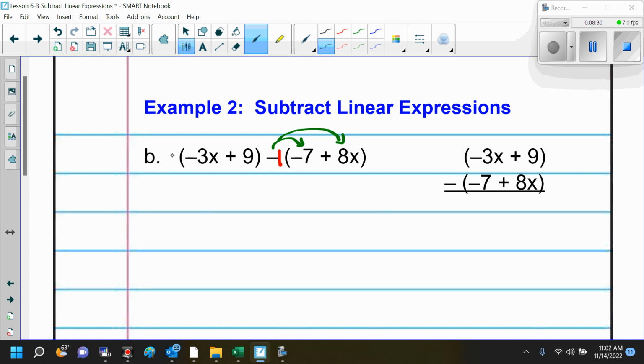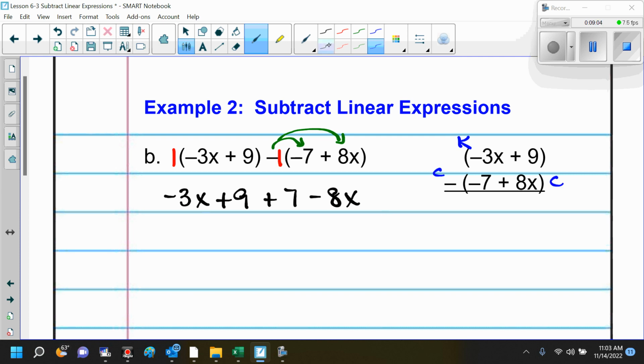Okay. So, in this one, when we distribute this positive 1 out here, that just means we can take away the parentheses. So this is going to be a negative 3x plus 9. And then over here we have a -1 times negative 7, which is a positive 7. And then -1 times a positive 8x is a negative 8x. Very good.